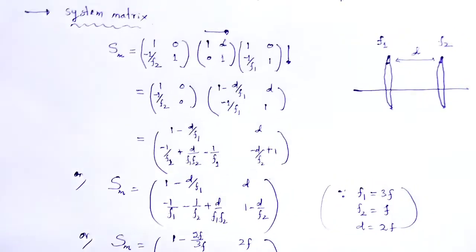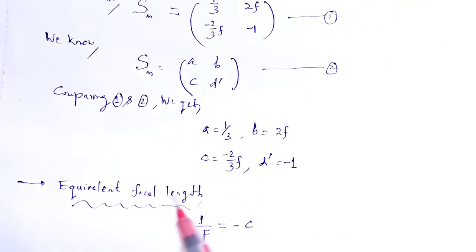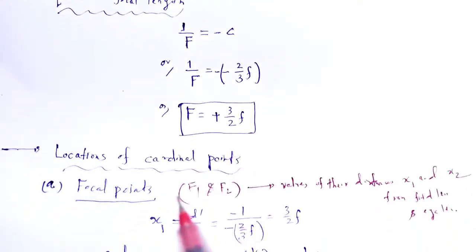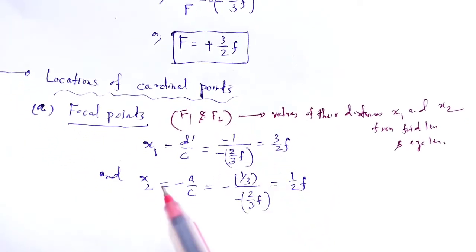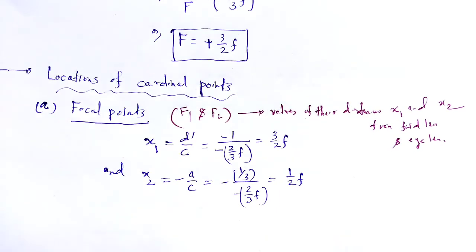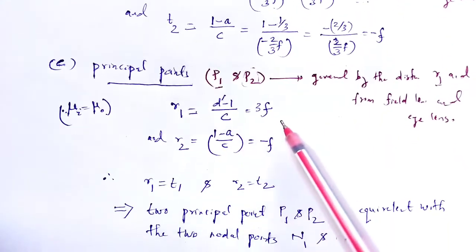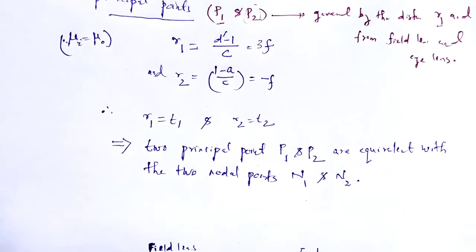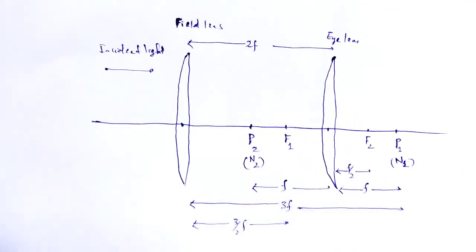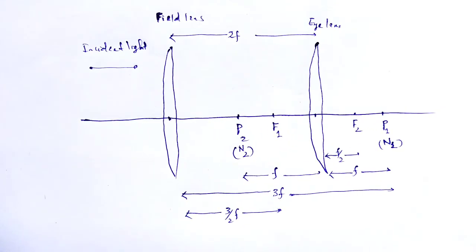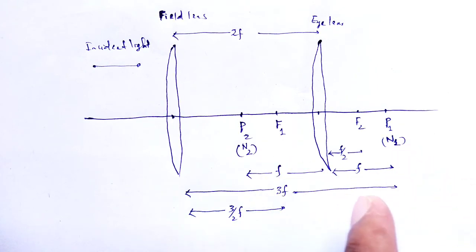By using the system matrix, we calculate the equivalent focal length and then locations of cardinal points: two focal points f1 and f2, two nodal points n1 and n2, and two principal points p1 and p2, calculated according to the concept of locating cardinal points by using the system matrix. These are the locations of cardinal points in the case of the Huygens eyepiece.